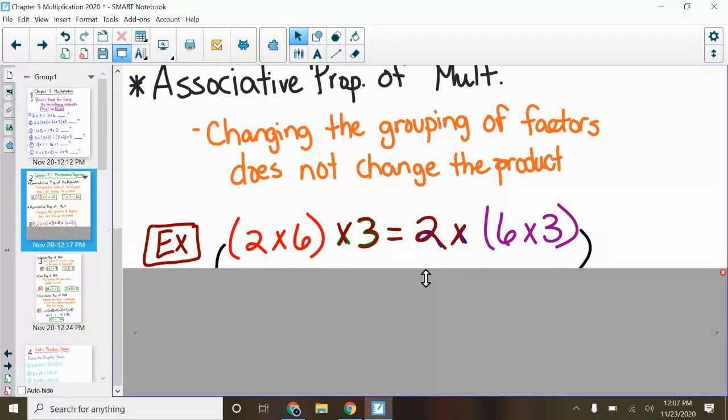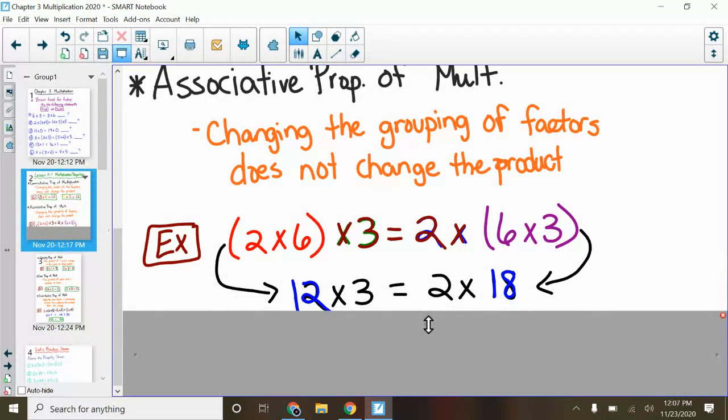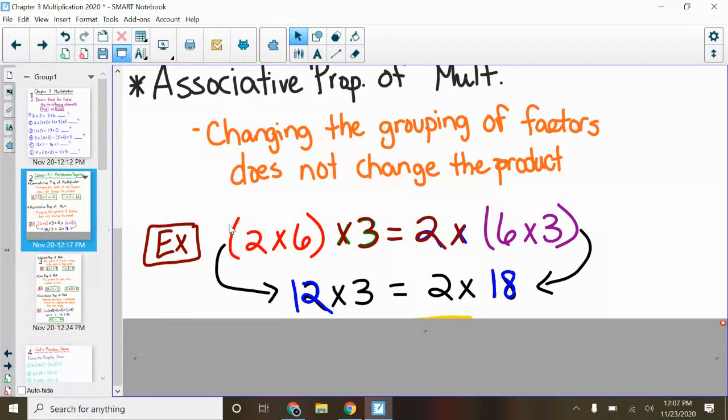As we keep moving through the problem, we know we have to work those parentheses first. So over here, my 2 times my 6 is going to give me a 12, which is why I drew that arrow pointing towards that 12, to show that's where 12 came from. On the opposite side, when I do 6 times 3 first, I get a product of 18. So that gives me 2 different numbers.